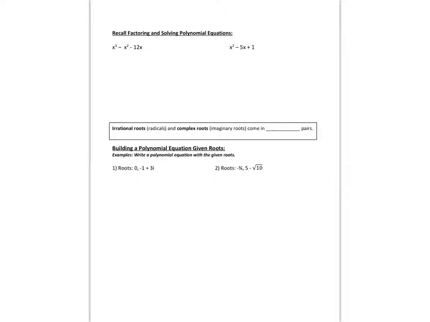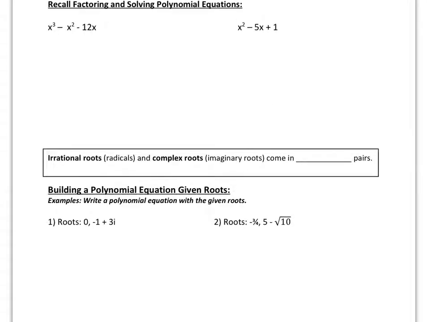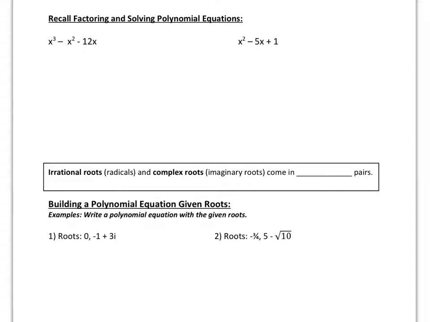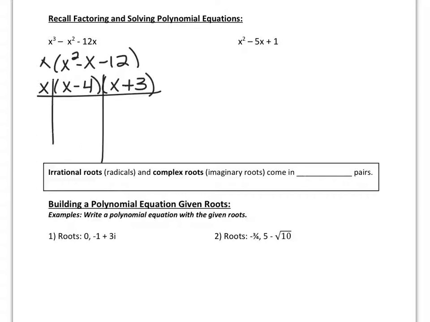Alright, so what I want to do is recall factoring and solving polynomials. In this first particular example, there's a GCF of x, and I'm left with x squared minus x minus 12. And I can factor that as x minus 4, x plus 3. And if I'm asked to find the roots, I get 0, 4, and negative 3.